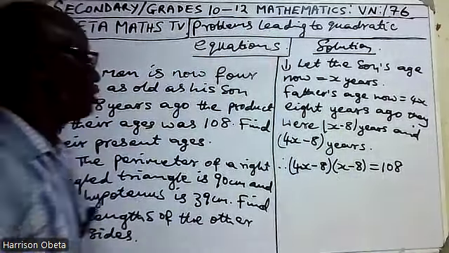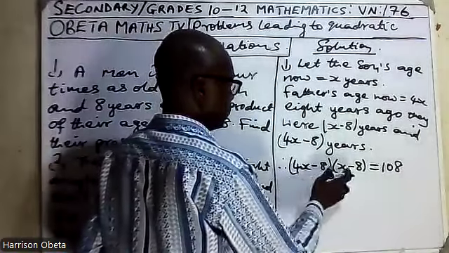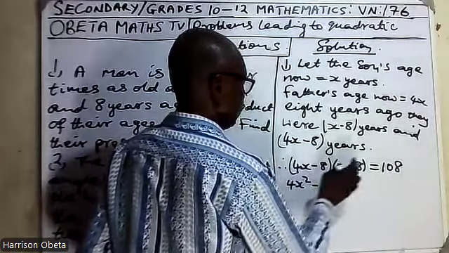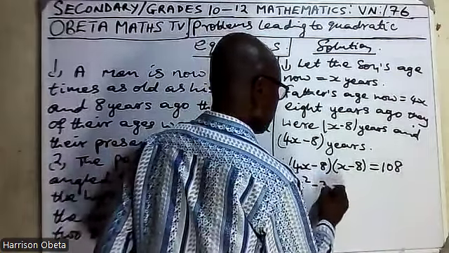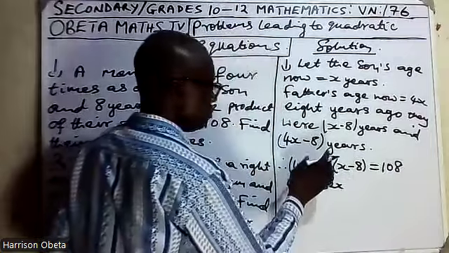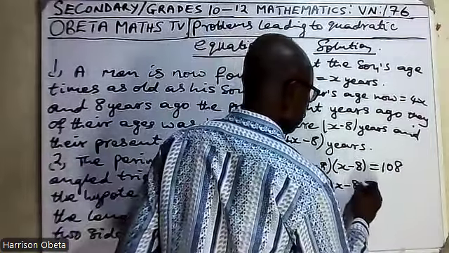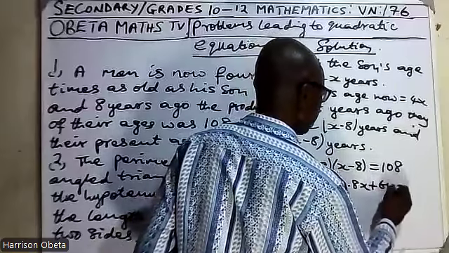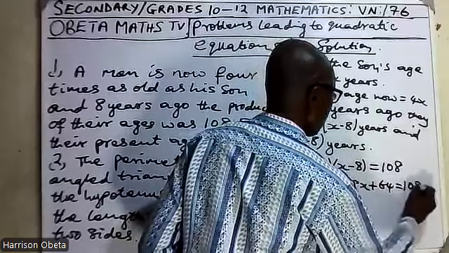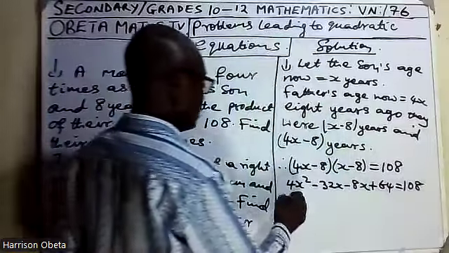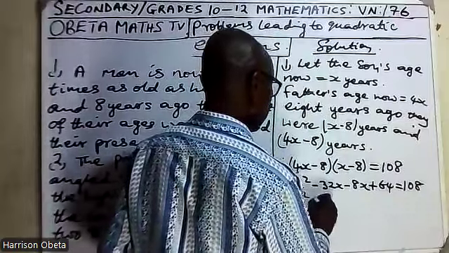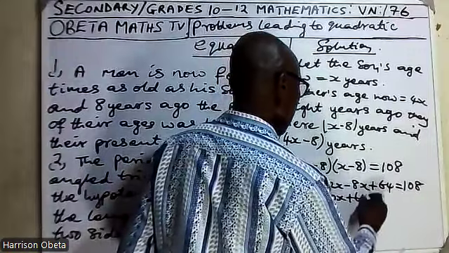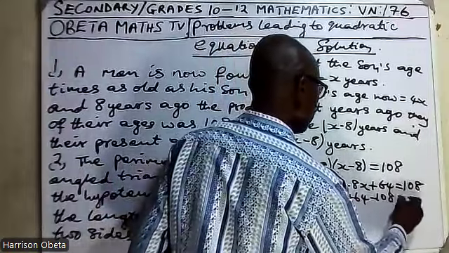The next thing is for us to expand. 4x times x is 4x squared. 4x times minus 8 is minus 32x. Minus 8 times x is minus 8x. And then 8 times 8 is plus 64, which is 108. Bringing them together, we have 4x squared minus 40x plus 64 minus 108 equal to 0.